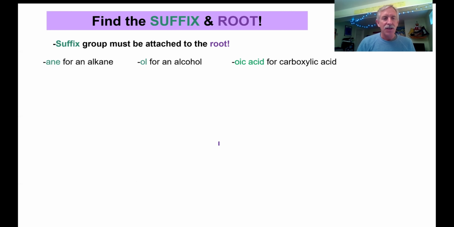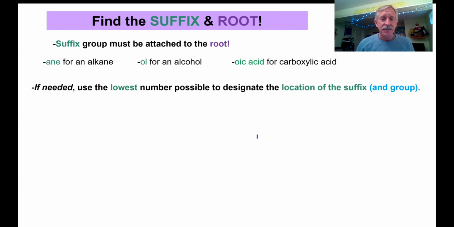Okay? So we've already seen alkanes. We already talked about -ol for alcohols, -oic acid for carboxylic acids. So these are just a few. And what we want to do is, once you put the suffix or that functional group on your root, you want to try to give it the lowest number possible in your counting on the chain.